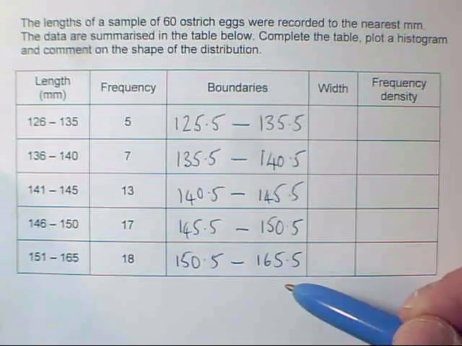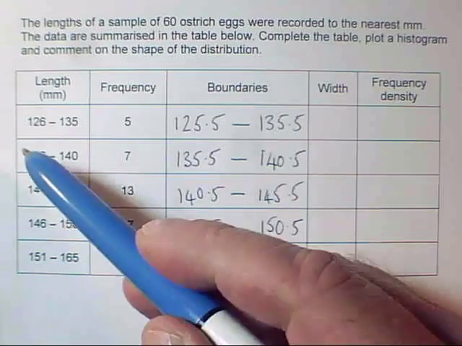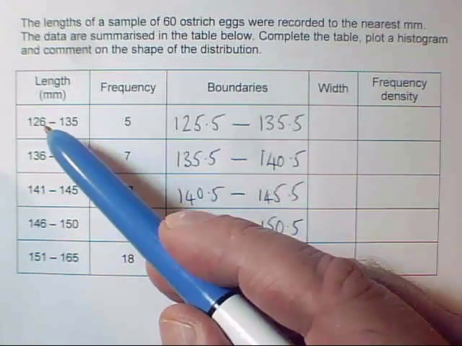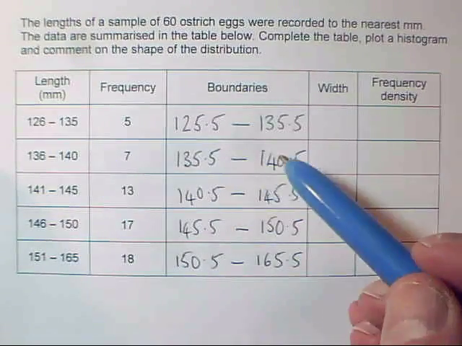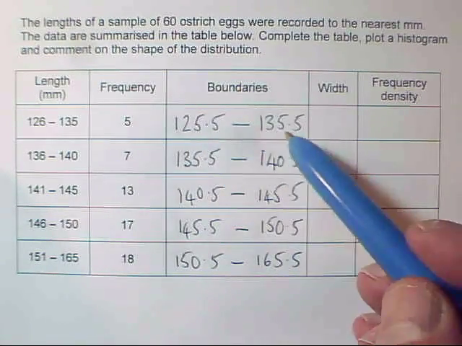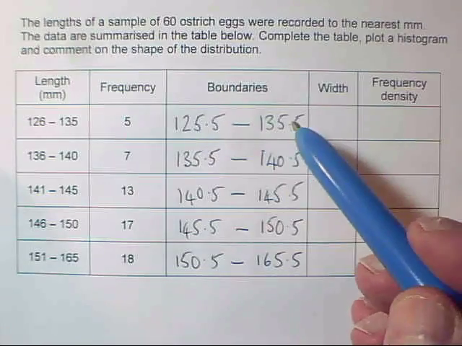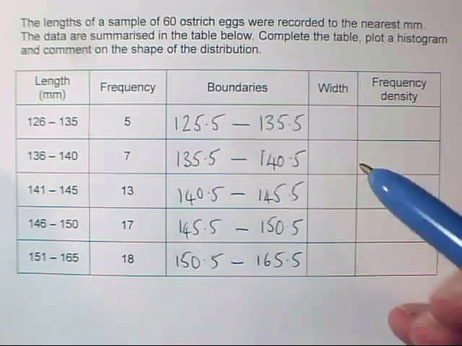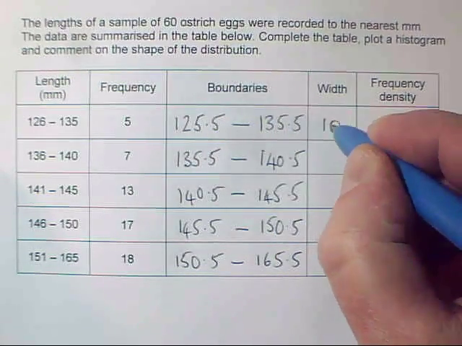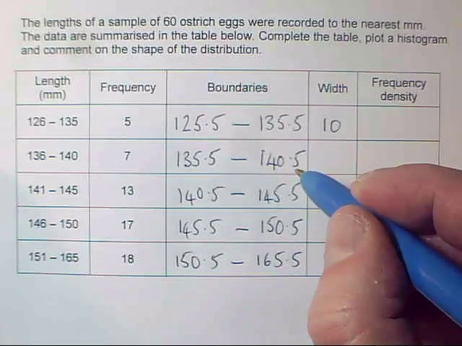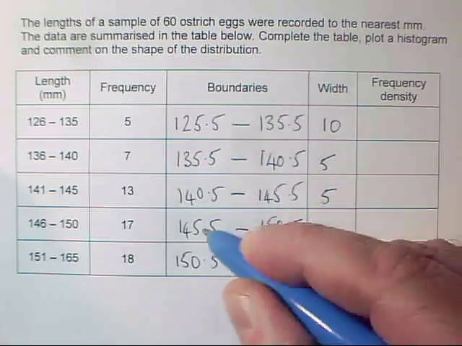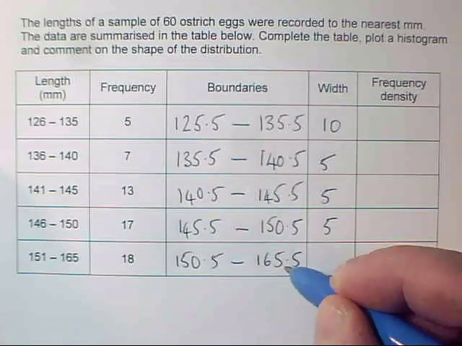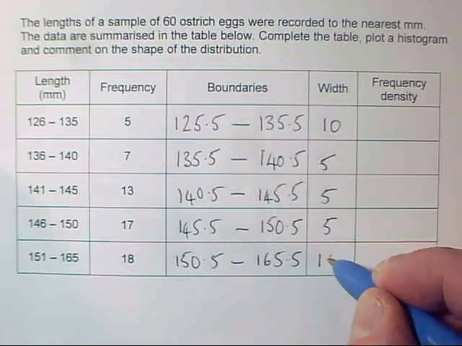And now I'm ready to get the widths. This group may look like 135 minus 126 would be a width of 9, but it's not. The actual true class boundaries we've now worked out are these, so I subtract these. 135.5 minus 125.5 is 10. 140.5 minus this is 5, this is a 5, this is a 5, and this is a 15.